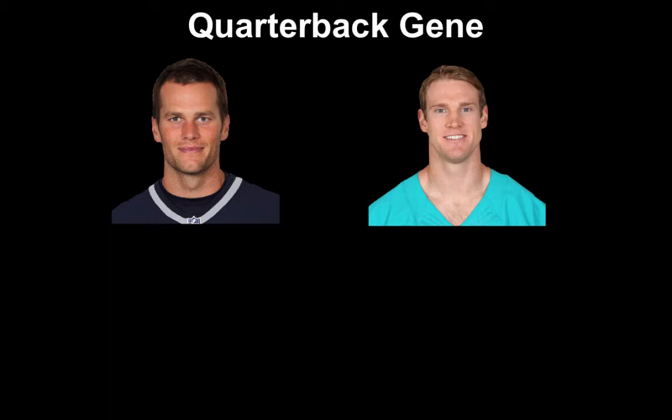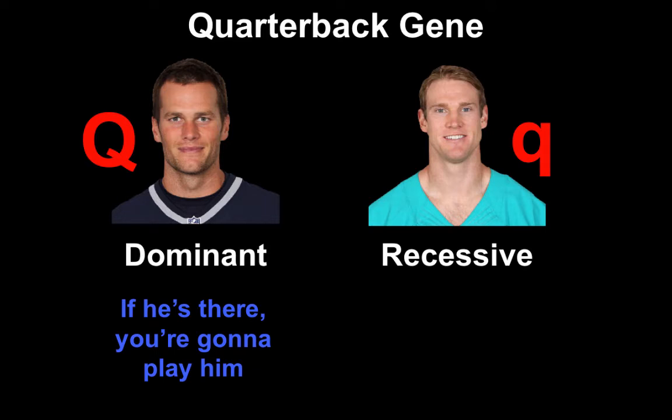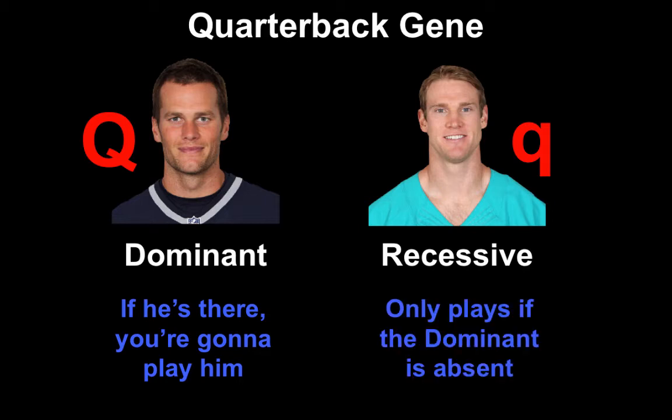So let's look at the quarterback gene. Again, I like to use sports. So we've got Tom Brady and we've got this guy Ryan Tannehill. We're going to say Tom Brady is the dominant allele and Ryan Tannehill is the recessive, which means we're going to show Tom Brady with a big letter and Ryan Tannehill with a lowercase letter. Now what that means is if you have Tom Brady on your team, he's going to play. Doesn't matter who else is there, Tom Brady's going to play. Ryan Tannehill, only way he's going to play is if he's the only one you got on your team.